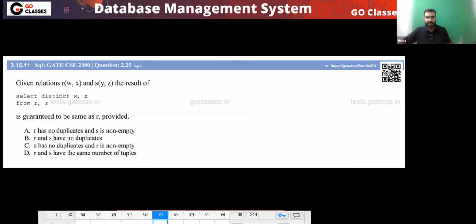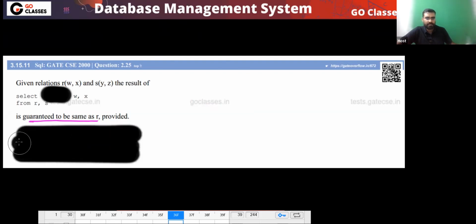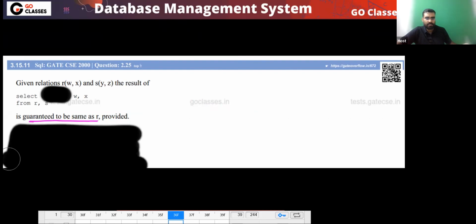And if I remove this distinct word, which option should I make? Now when can I guarantee that they will be the same? If I remove the distinct word, in which situation can I guarantee they will be the same?